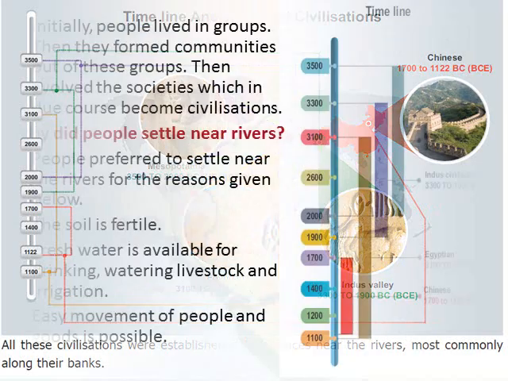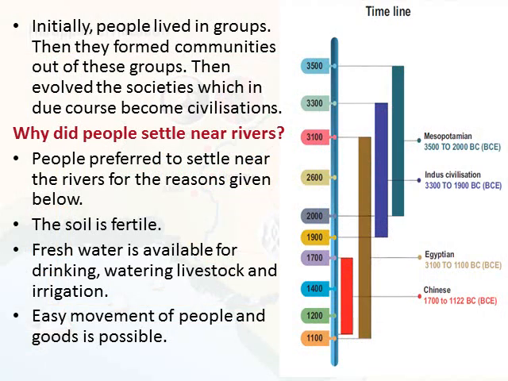Dear children, initially people lived in groups. Then they formed communities out of these groups. Then evolved the societies, which in due course became civilizations. So first there were people who lived in groups, and these groups formed communities, and these communities evolved into societies, which later on became civilizations.